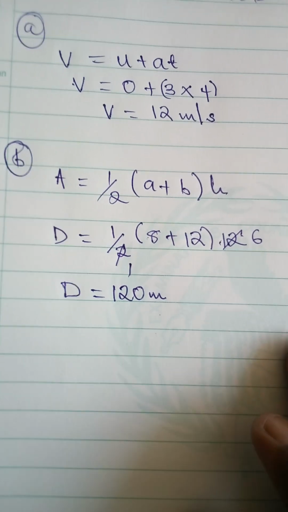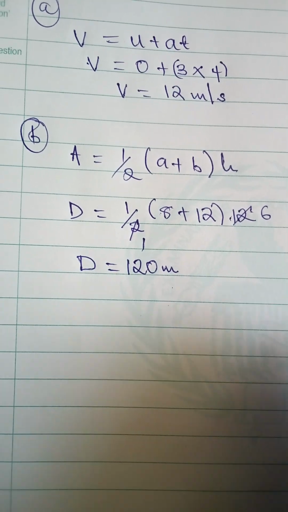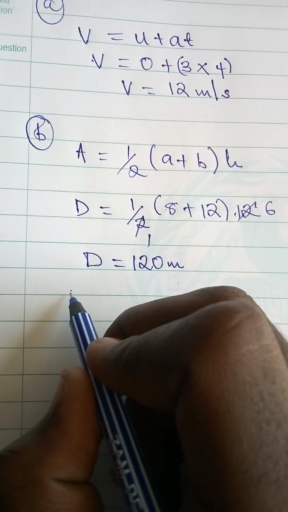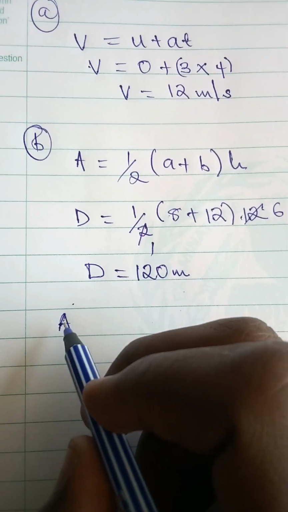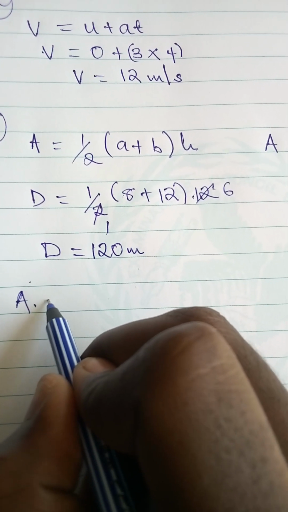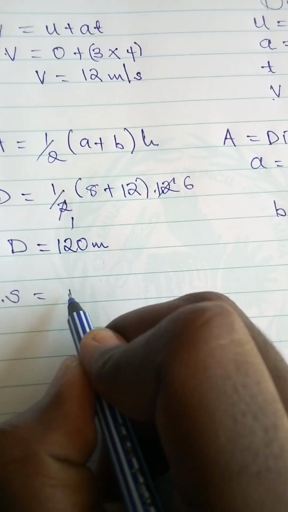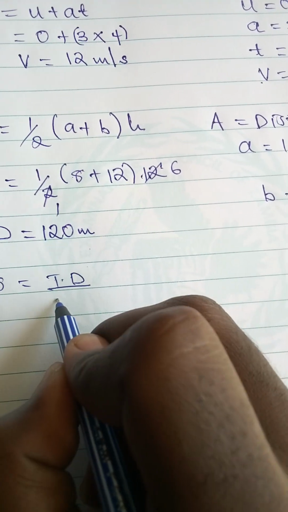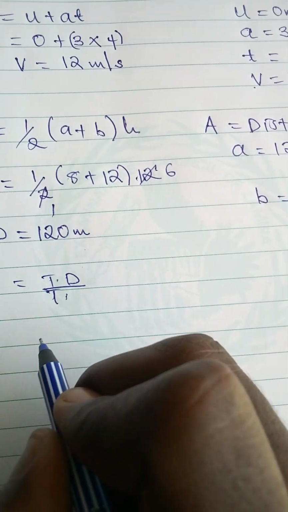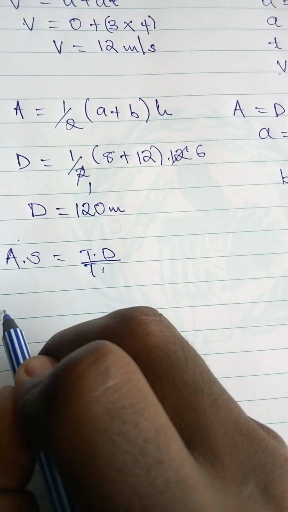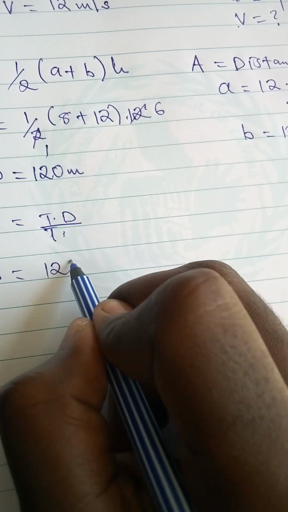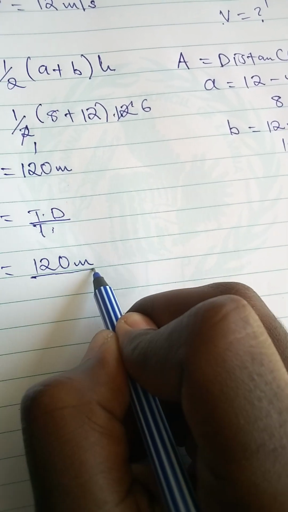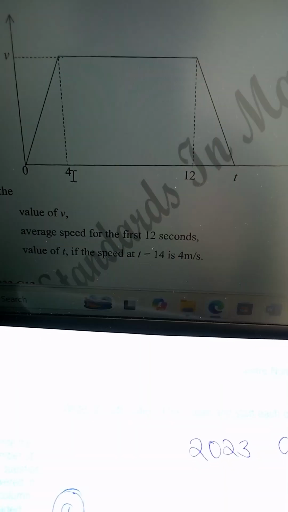Now the question is telling us to find the average speed. So we all know that average speed is equal to total distance covered over total time taken. So from there, average speed is equal to your distance, 120 meters, over the time. The time that you're going to get is 12 seconds.